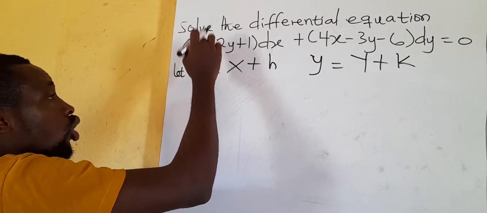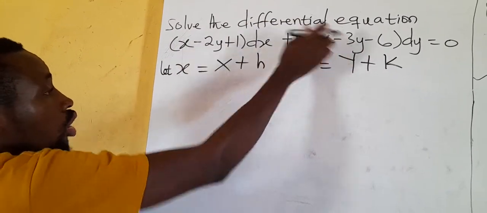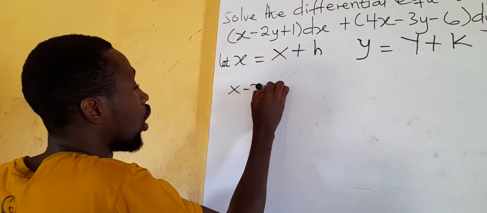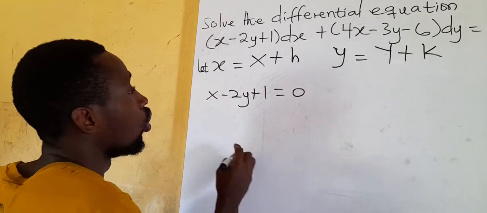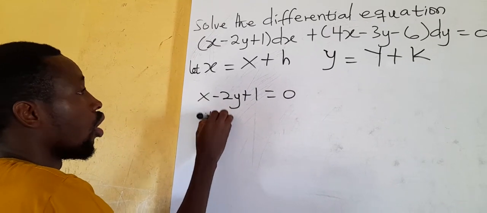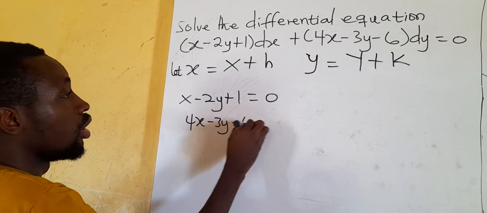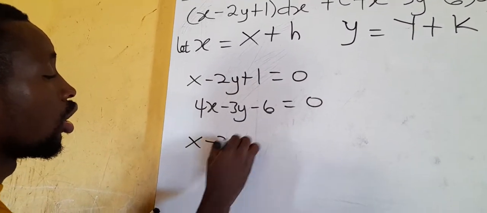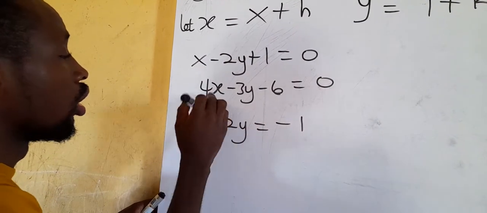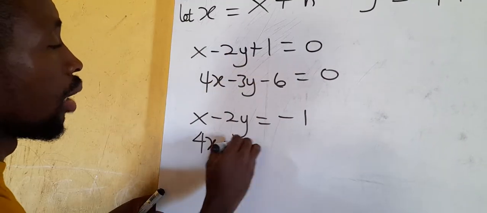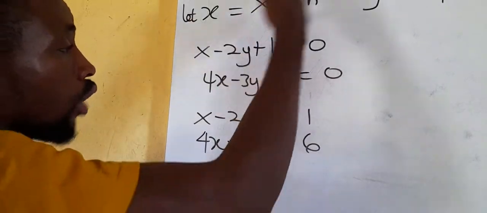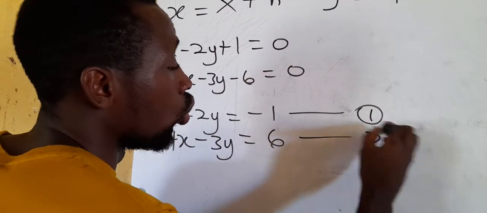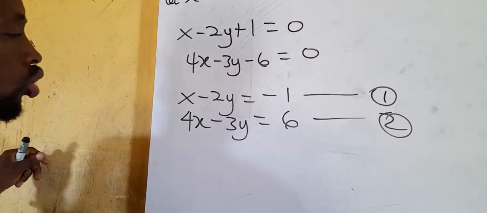It is the values we get for x and y in solving these two equations simultaneously by equating them to zero. So we say x minus 2y plus 1 should be equal to 0, and 4x minus 3y minus 6 should also be 0. So we can solve this: x minus 2y, remember, will be equal to negative 1. Then 4x minus 3y will be equal to 6, after we transpose the 1 and the negative 6. So this is our equation 1 and our equation 2. Let's learn how to solve this simultaneously.